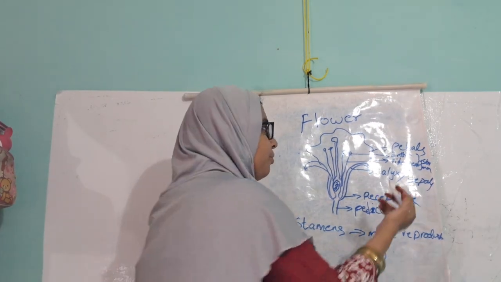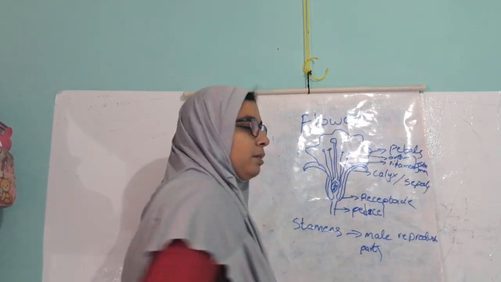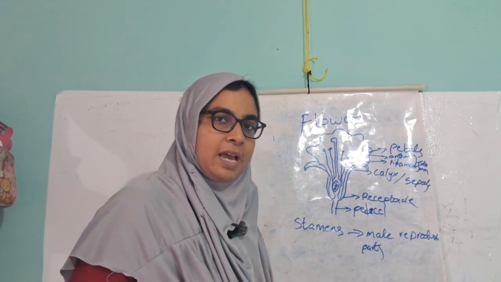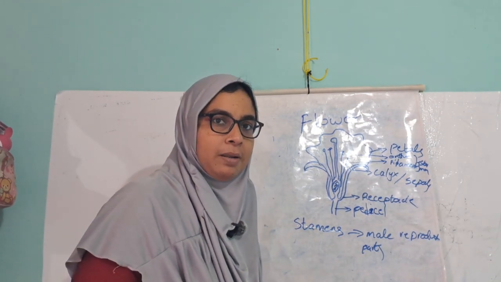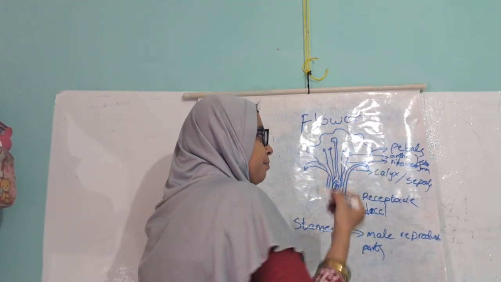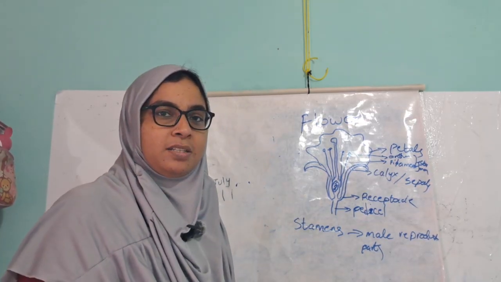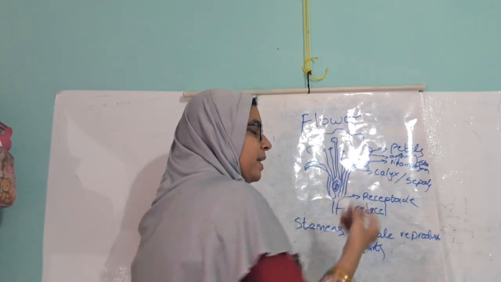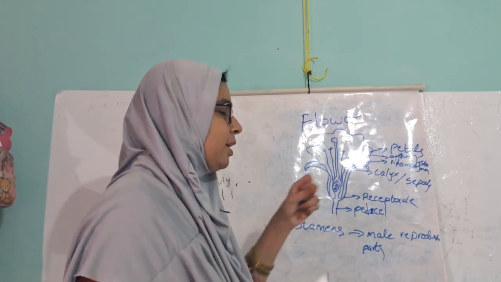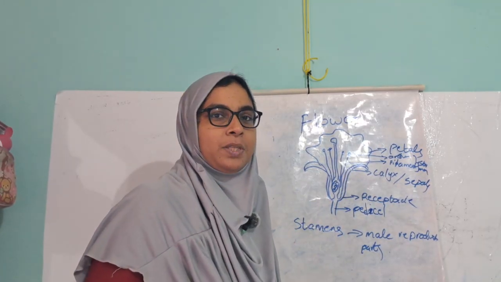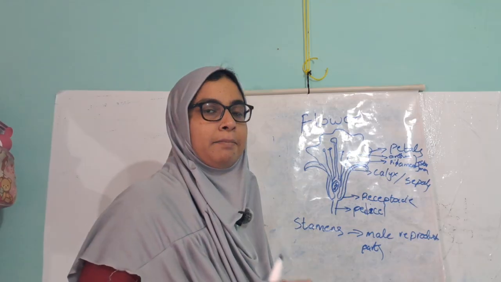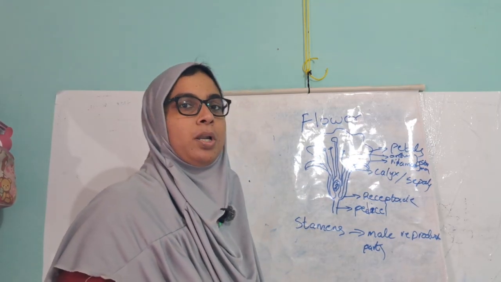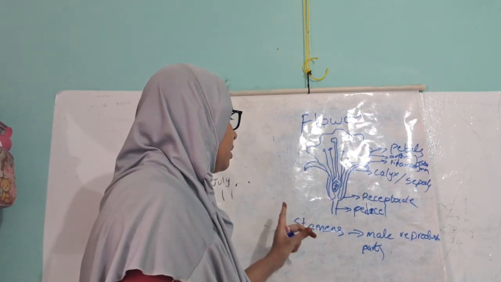Stamens have two parts: one is the anther and the other is the filament. The anther makes the pollen. What does it do? It makes the pollen. And the filament holds the anther, but the anther makes the pollen. So this is about stamens.